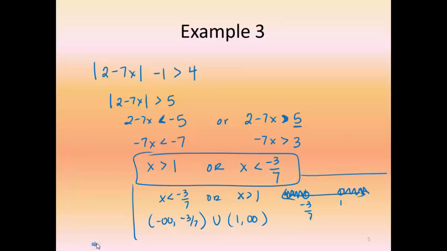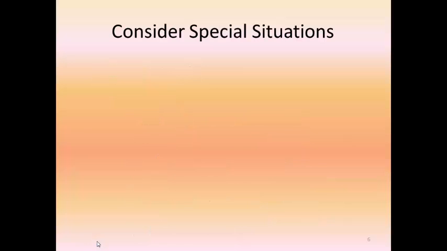Let's go ahead and look at the last example. Here we're going to be considering some special situations. Let's suppose I give you some sort of quantity inside of absolute value, and I say that this absolute value has to be greater than or equal to -10. Well, what do you think about that? I'm saying the distance has to be greater than a negative number.